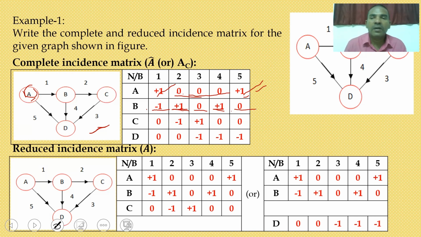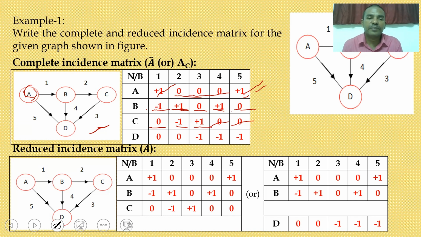Then coming to node C. For node C, you have only 2 branches, branch 2 and branch 3. So branch 1 is 0, branch 4 is 0, branch 5 is 0. Branch 2 is incidenting, so -1, and branch 3 is leaving, so +1.